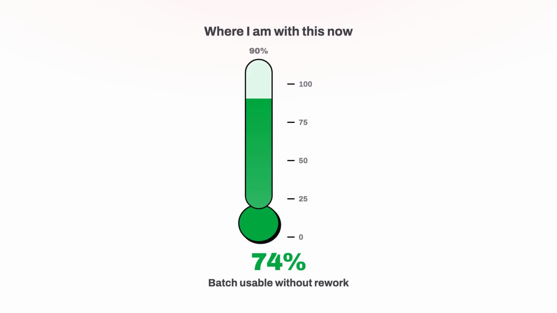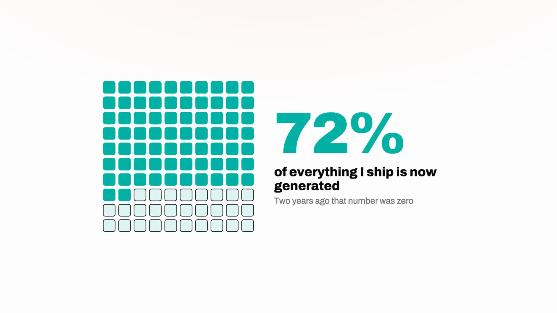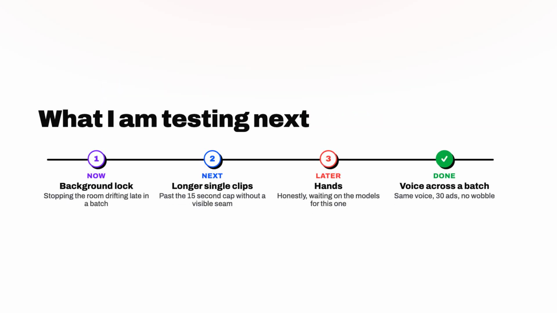Where I'm at with it right now against where I want to be, about 3/4 of a batch is usable with no rework. Backgrounds are what's holding it back, and nearly 3/4 of what I ship now is generated. 2 years ago that was 0, and I was very confident it would stay 0. What I'm testing next, if you're curious: background lock, longer clips without a seam, and hands, where I'm honestly just waiting on the models.